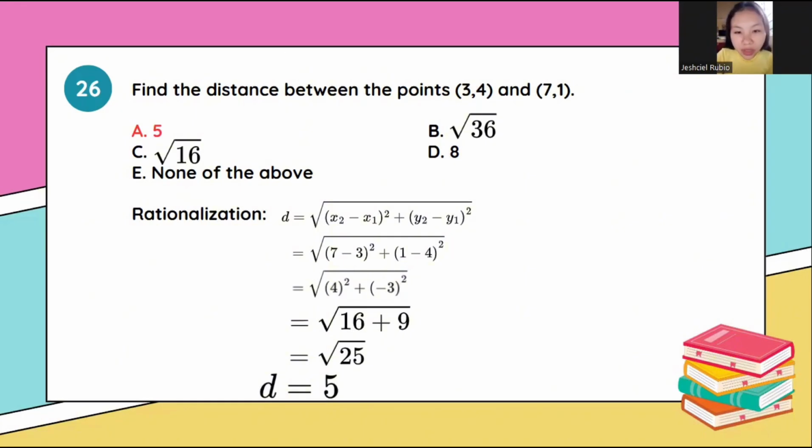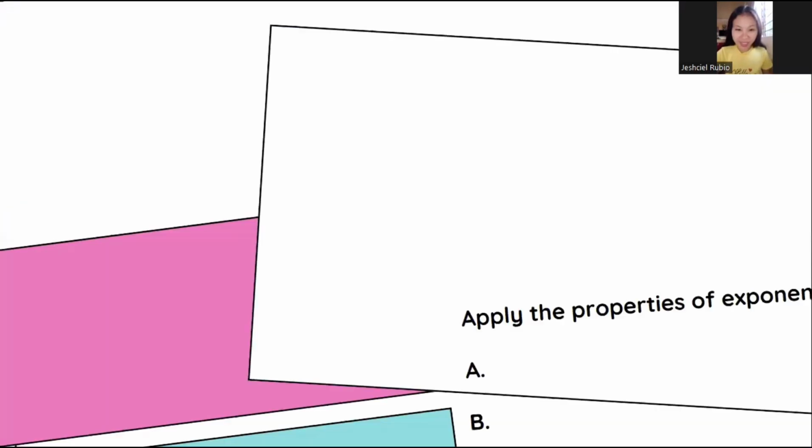Now, let's proceed to the next, which is 4 squared is 16. Copy the plus sign. And then negative 3 squared is equal to 9. So 16 plus 9 is equal to 25. So the square root of 25. What is the square root of 25? Of course, it's 5. So that's why the correct answer is letter A, 5. Next.